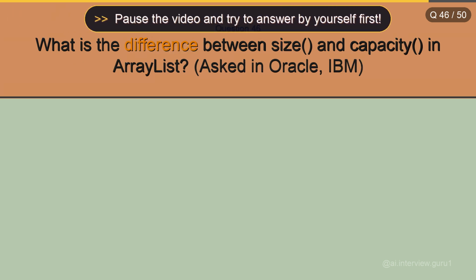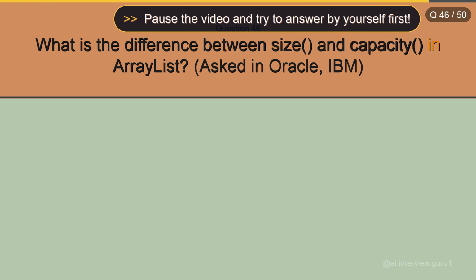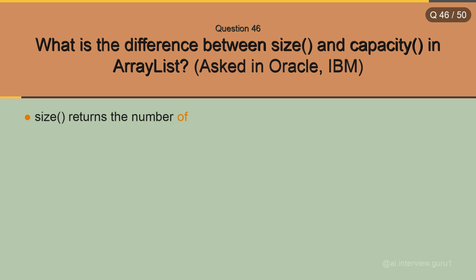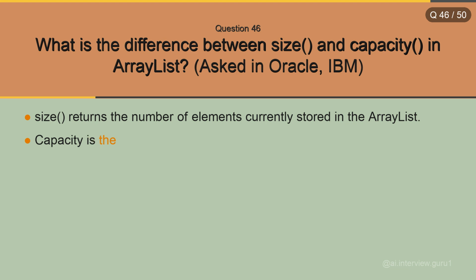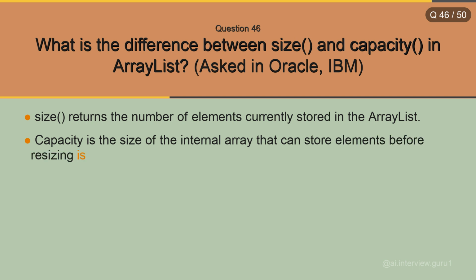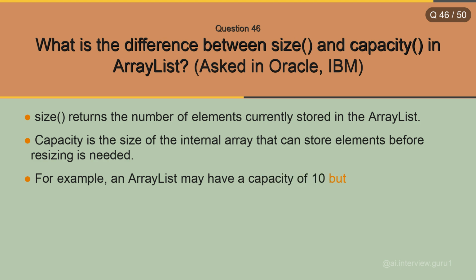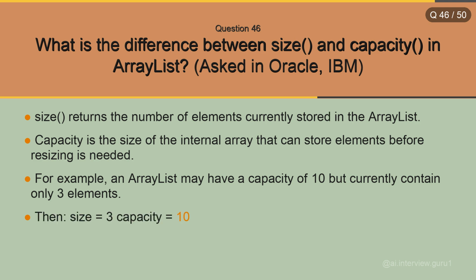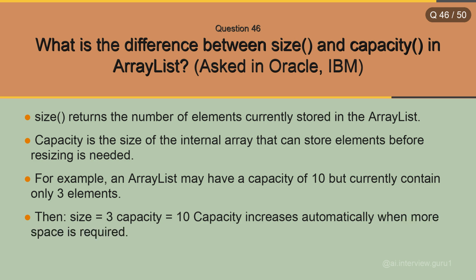What is the difference between size and capacity in ArrayList? Size returns the number of elements currently stored in the ArrayList. Capacity is the size of the internal array that can store elements before resizing is needed. For example, an ArrayList may have a capacity of 10, but currently contain only 3 elements. Then, size equals 3 and capacity equals 10. Capacity increases automatically when more space is required. There is no direct public method to get the capacity of an ArrayList.